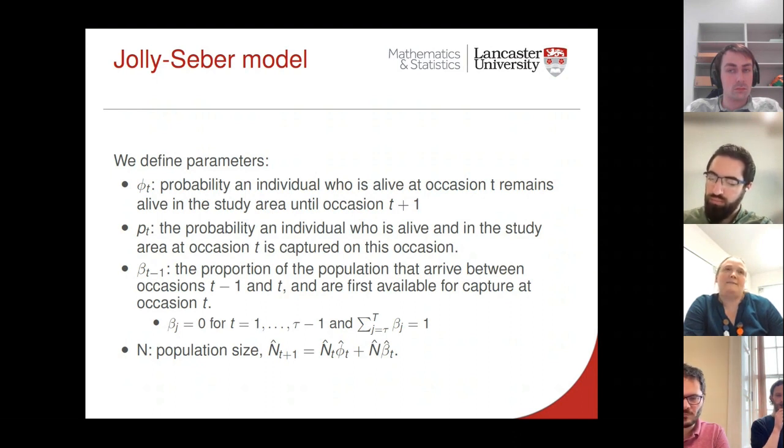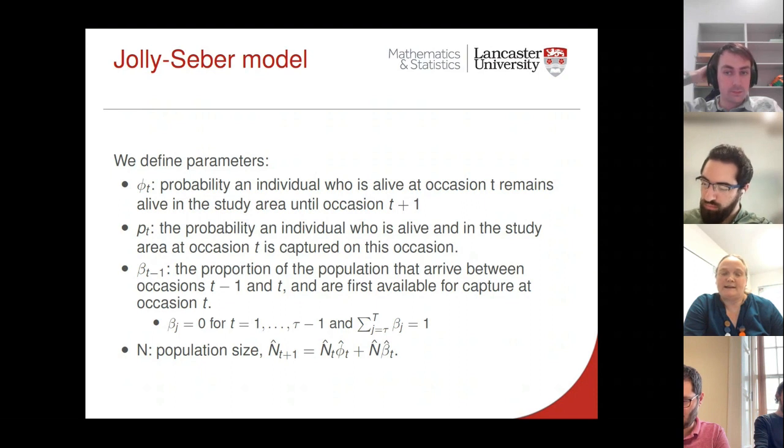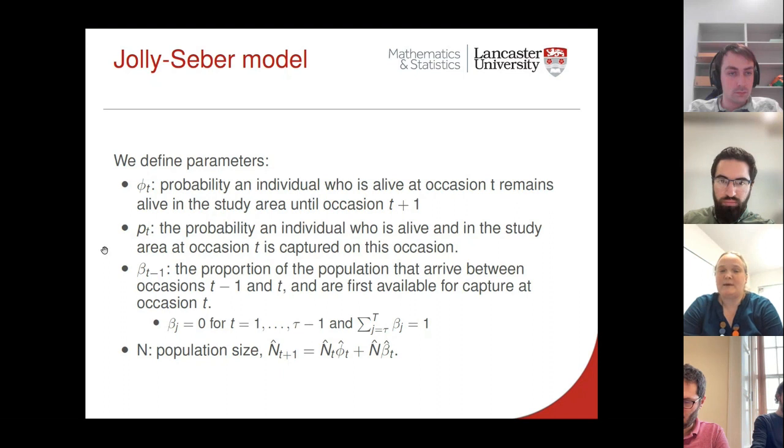So you're able to estimate demographic parameters of survival and arrival probabilities, as well as being able to estimate population size. So we use the notation that we have a phi to denote the survival probability, p, which is our nuisance parameter, which is essentially the detection probability or capture probability, and the betas represent the arrival probabilities into the area.